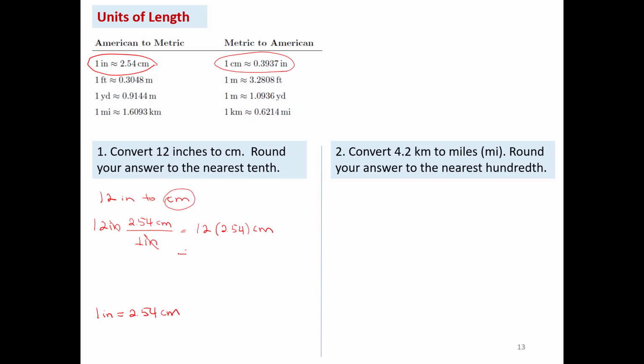And if we multiply these two numbers, we will get 30.48. But we want the nearest tenth, so we can write 12 inches equals, and we need to round the tenth position. This is an 8, so we need to add 1, then it will be 30.5 centimeters. And here is the final answer. Let's convert the other one.